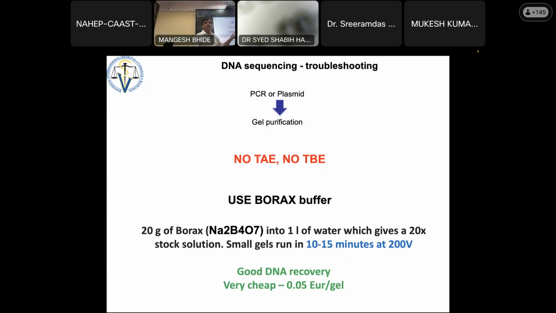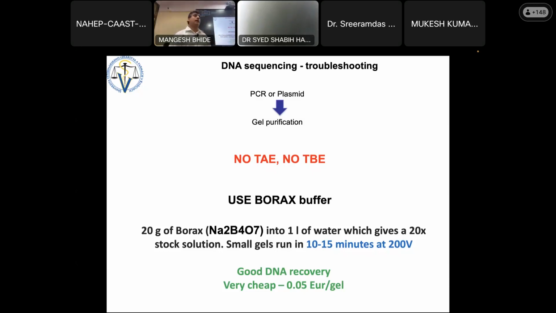This is boric acid. It's extremely cheap. Boric acid you can purchase anywhere. Okay, so use it, but don't purchase from the market. So this is borax. 20 gram of borax in 1 liter is really cheap. The only thing you have to note is that it is not tris borate. This is boric acid. No, not this. No, this is different. This is borax. This is borate. This is borax.